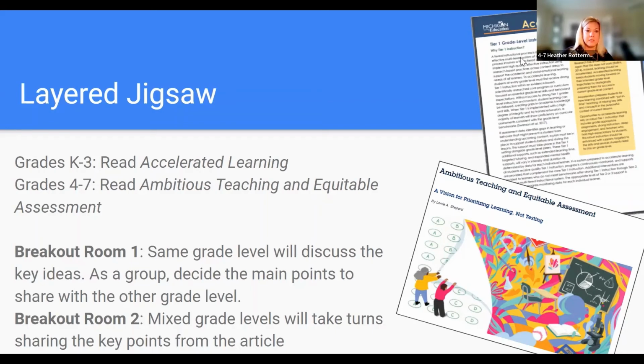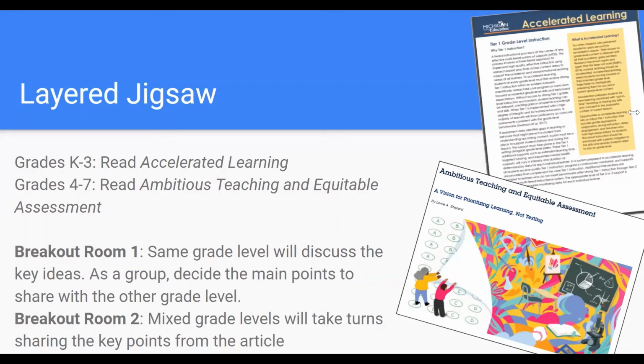So this is the MDE article. This is the accelerated reading, so this would be for the K3 teachers. And then the Ambitious Teaching and Equitable Assessment, written by Dr. Shepard. She's incredible, out of the University of Colorado. This will be for our 4 through 7 teachers. Okay, and I'll work on breakout rooms.